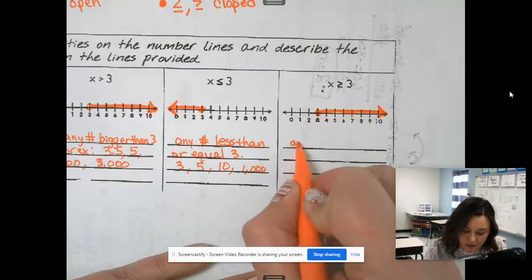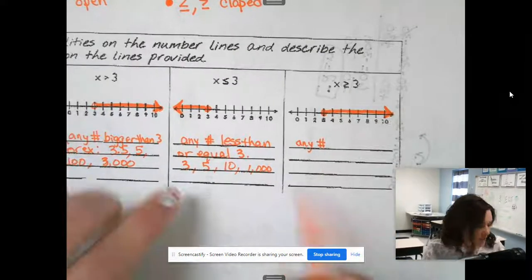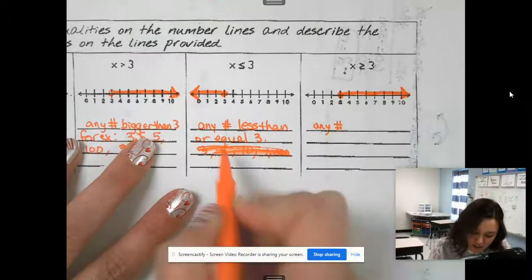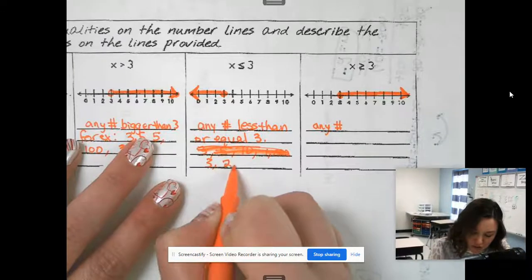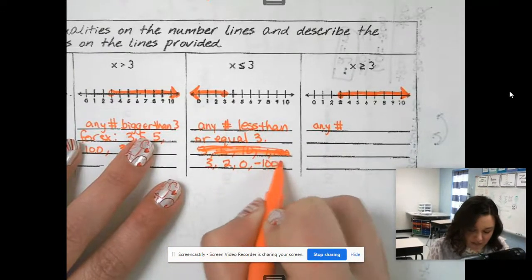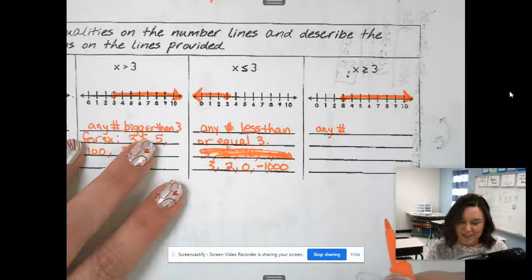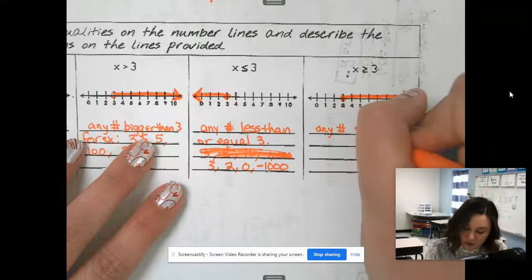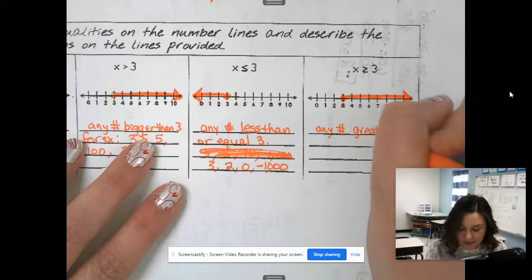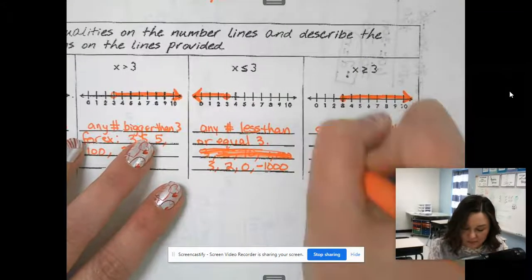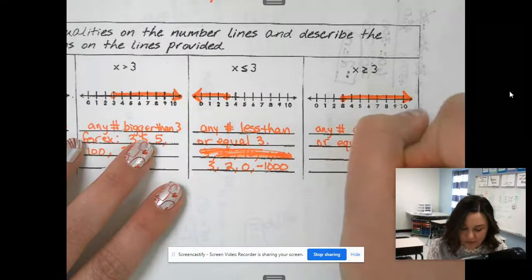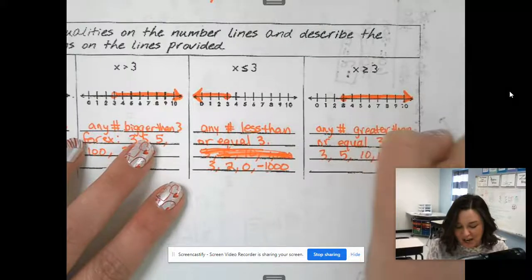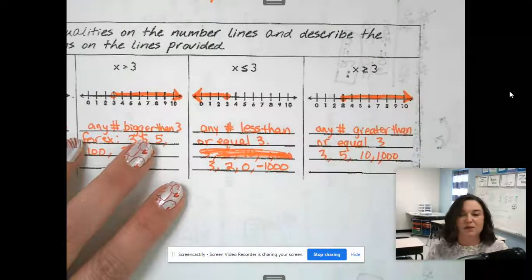So any number, oh my goodness, on the previous one, I made a mistake. These numbers are bigger than 3. I should have put 3, 2, 0, or negative 1,000. Please fix that. That was my mistake. I wish I had someone here to catch it. And then on this one, it's any number greater than or equal to 3. I hope I don't confuse anyone with what I said before. So that would be things like 3, 5, 10, 1,000, 1,000,000, any number that's bigger than 3.